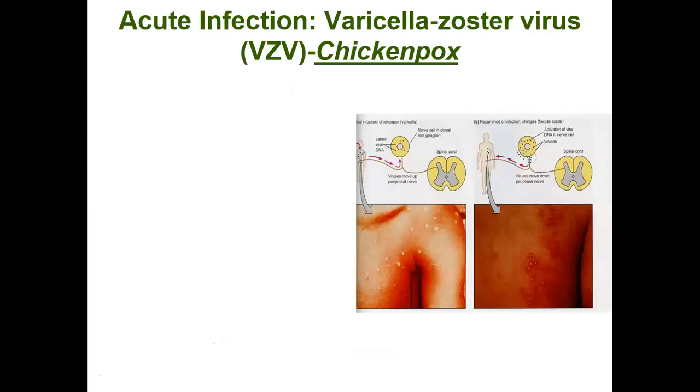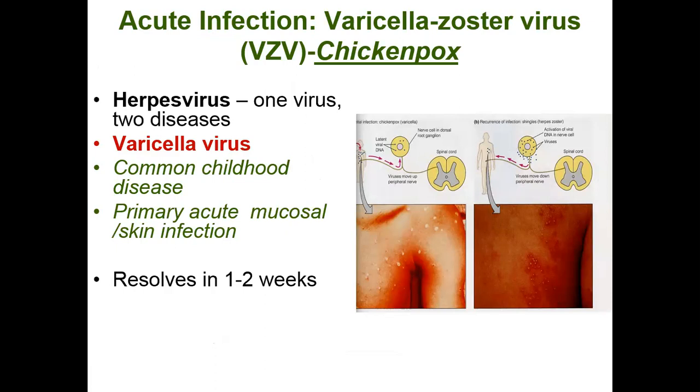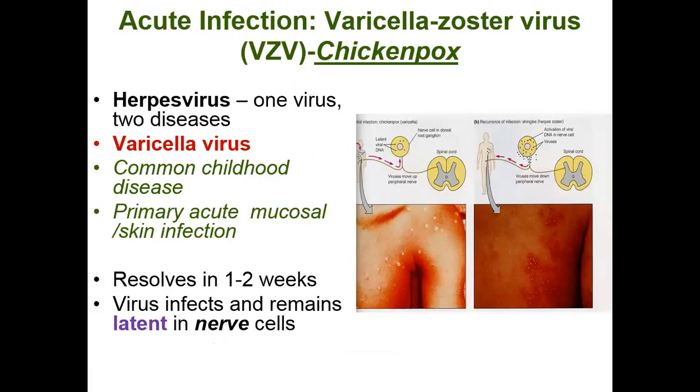An example of an acute infection is caused by varicella zoster virus, or VZV. That's the name of the disease, the name of the virus, the causative agent, varicella zoster virus. The pattern is acute infection, and the disease is called chickenpox. So, VZV belongs to the herpes virus family. It's one virus that causes two diseases. Varicella virus.